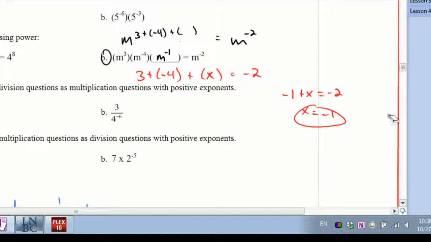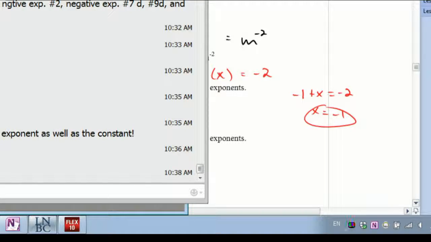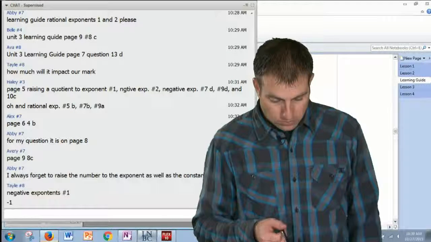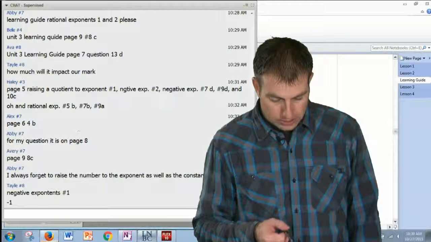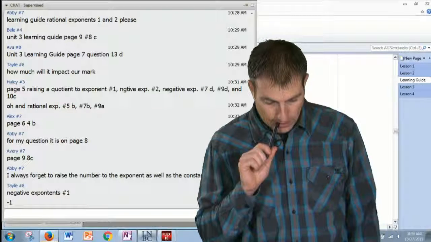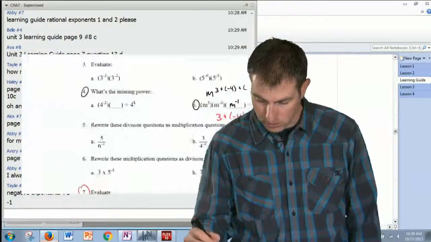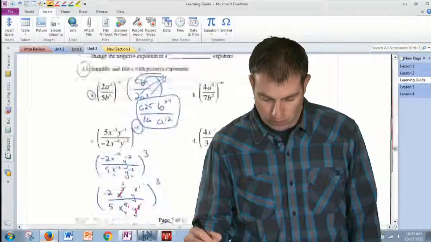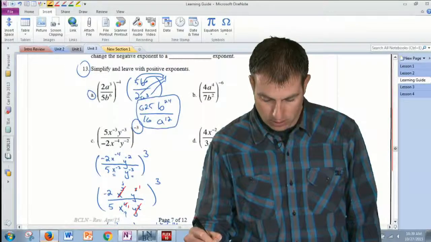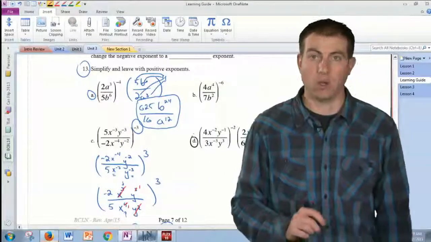Pretty good there. Jumping back into chat here. Page 5 I got to. Page 6, page 8, page 9. Page 7, 13D is the next one I see. Page 7, 13D. Whew. It's a scary looking one.